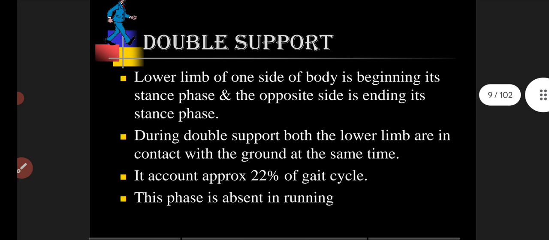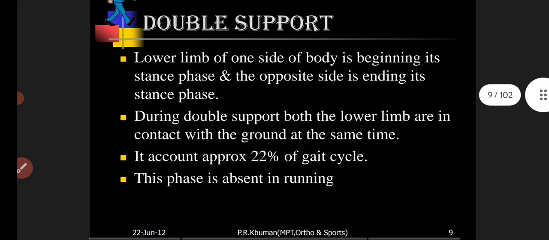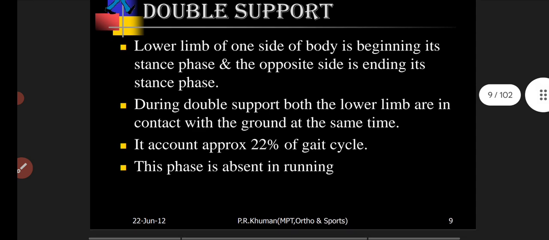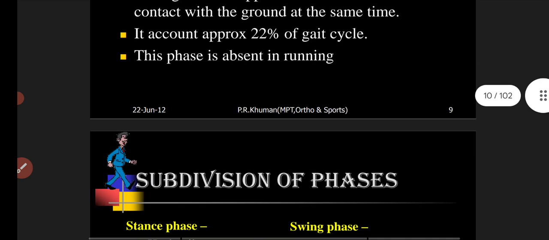Next is double support. The lower limb of one side of the body is beginning its stance phase and the opposite side is ending its stance phase. That is known as the double support position. During double support, both lower limbs are in contact with the ground at the same time. It approximates 22% of the gait cycle. This phase is absent in running.